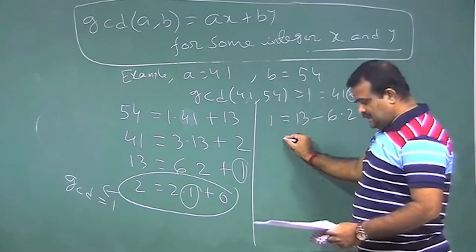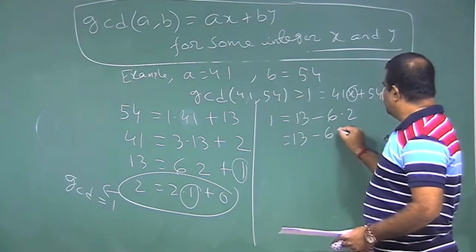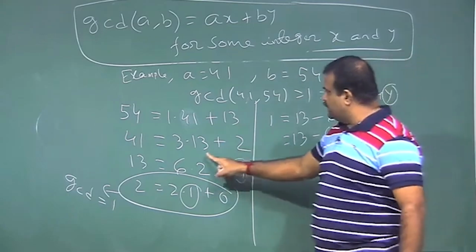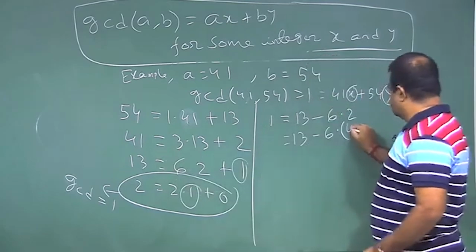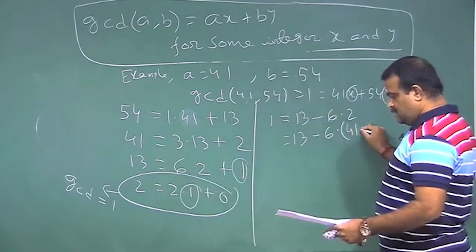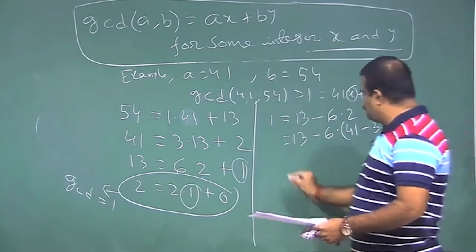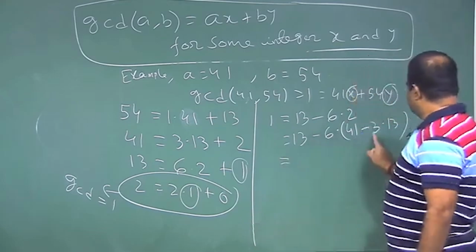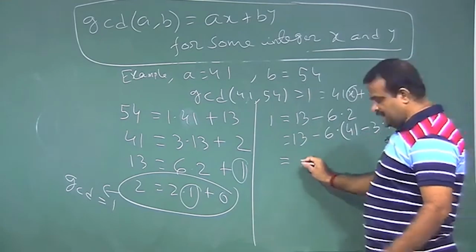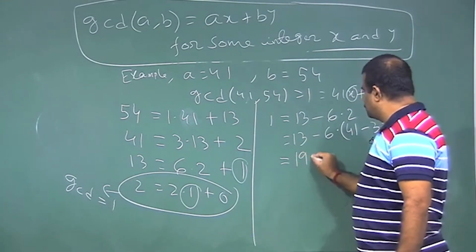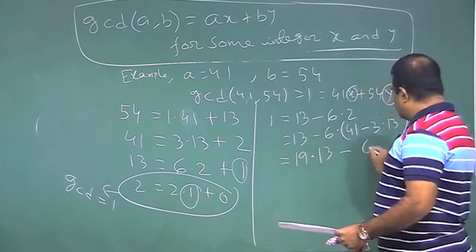So, this is 13 minus 6 into 2. Again, 2 will be written as 41 minus 3 into 13. So, 41 minus 3 into 13. If you multiply this, this is 18 and 1, so 19 into 13, and this is minus 6 into 41.